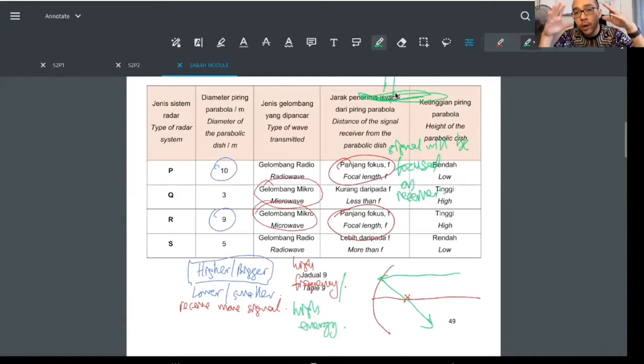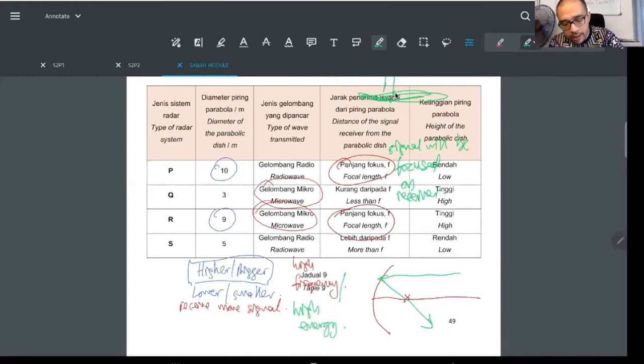We don't want that. We want all of it to be focused on the receiver so that we don't have to say, hello, can you please repeat what you said just now? Repeat everything again. We don't want that lah. Because plane is about to land and then you're still asking the pilot, sorry, Captain, what do you say just now? Can you please repeat again? We don't want that to happen. Okay, that will be a disaster in the making. So because of that, we want the distance of the signal receiver to be ngam at the focus.